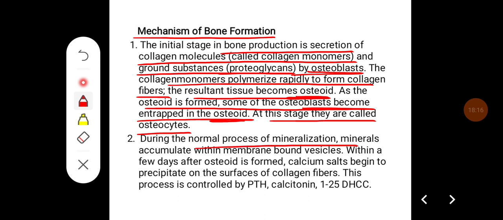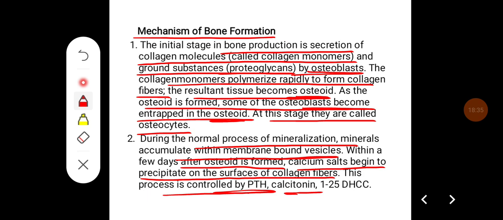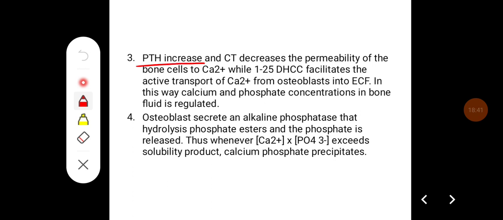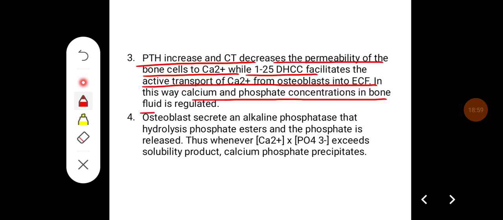During the normal process of mineralization, minerals accumulate within membrane-bound vesicles. A few days after osteoid is formed, calcium salts begin to precipitate on the surface of the collagen fibers. This process is controlled by parathormone, calcitonin, and 1,25-dihydroxycholecalciferol. Parathormone and calcitonin decrease the permeability of the bone cells to calcium, while 1,25-dihydroxycholecalciferol facilitates the active transport of calcium from osteoblast into extracellular fluid. In this way, calcium and phosphate concentration in the bone fluid is regulated.